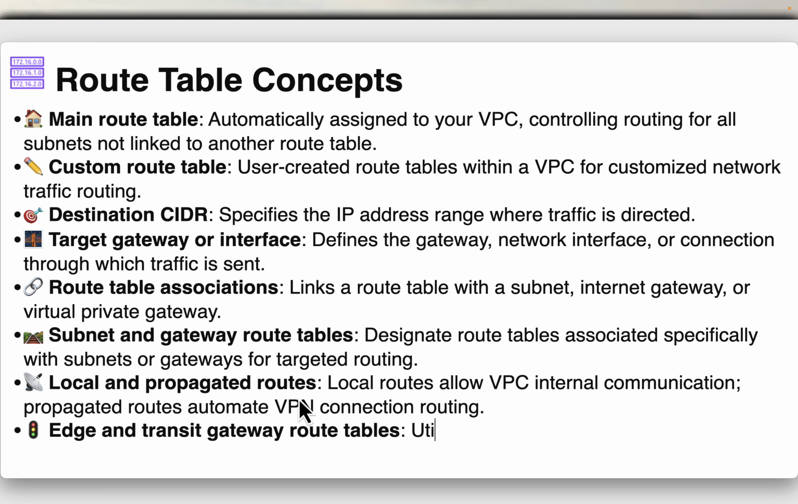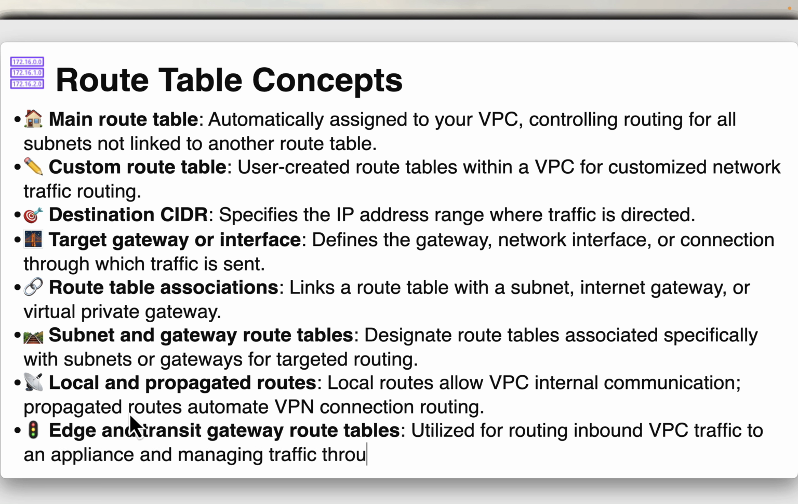Local and propagated routes. Local routes allow VPC internal communication. Propagated routes automate VPN connection routing. Edge and transit gateway route tables are utilized for routing inbound VPC traffic to an appliance and managing traffic through a transit gateway, respectively.